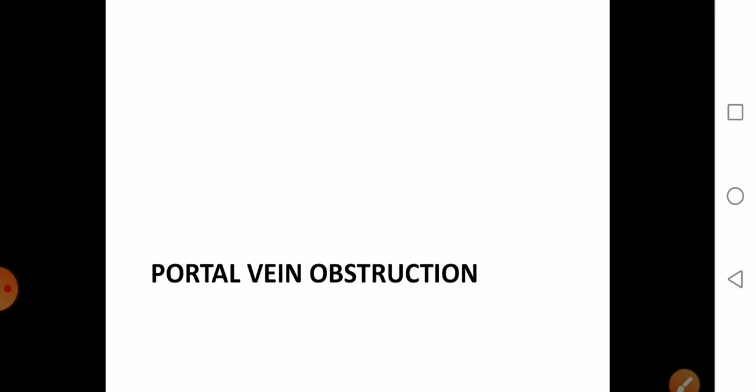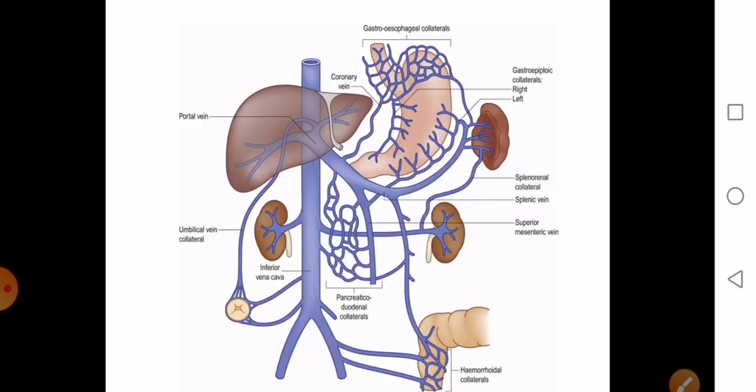Now, vein obstruction would not be complete without having a short note on portal vein obstruction. Portal vein is a set of veins in the GIT that is draining the blood from the gastrointestinal tract and the organs that are related to the GIT. The products of digestion of carbohydrates, proteins, nutrients, products of hemoglobin catabolism, etc. are all carried and ultimately taken to the liver.